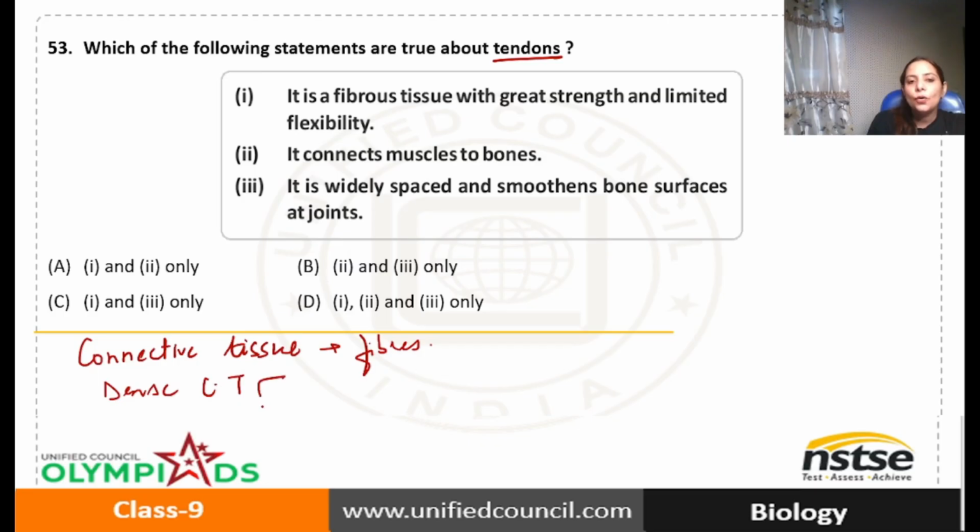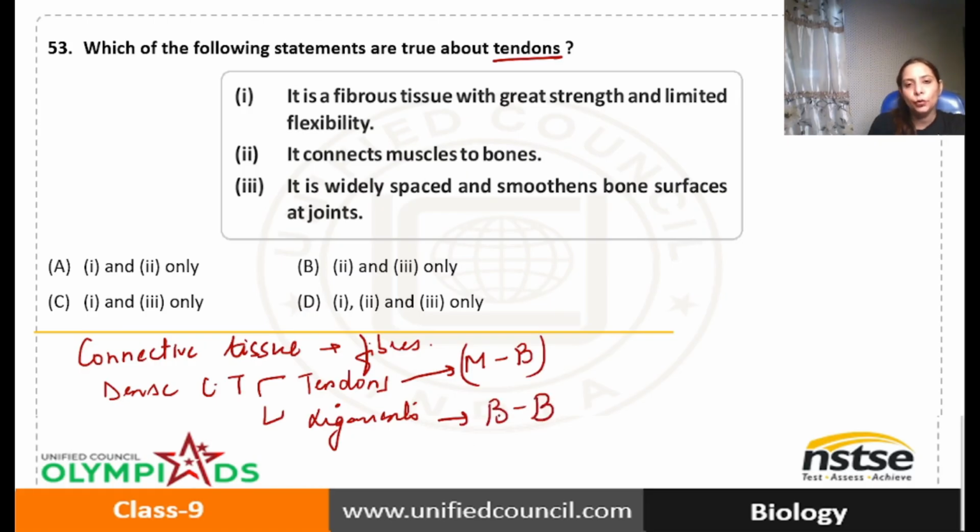So in dense connective tissue we have got tendons and ligaments. Now tendons are fibrous tissue, because they have got a lot of collagen fiber in them, and they connect muscle to bone. And if I talk about ligaments, they connect bone to bone. Now here we are talking about tendons. So is it a fibrous tissue with great strength and limited flexibility? Yes. Does it connect muscle to bone? Yes.